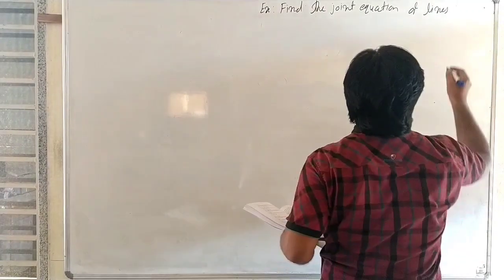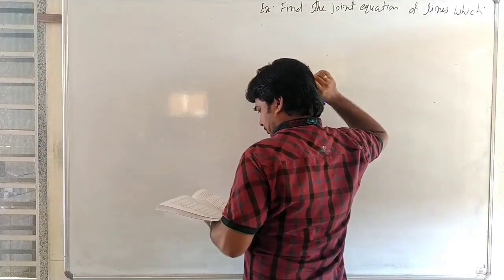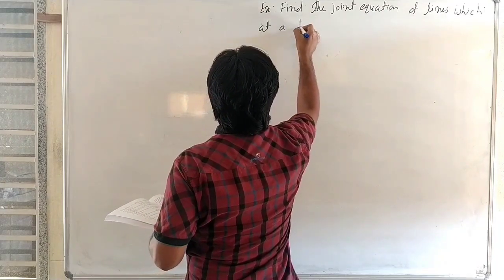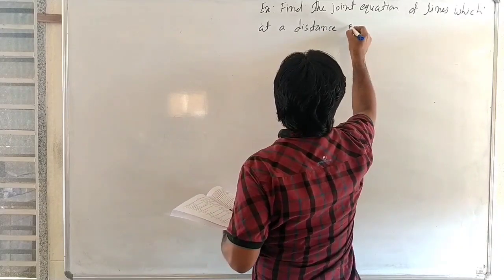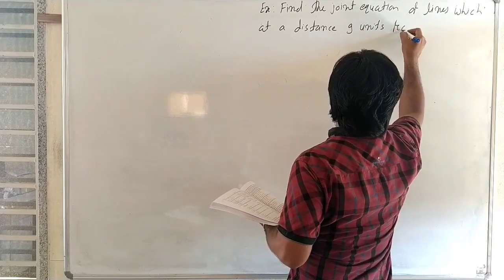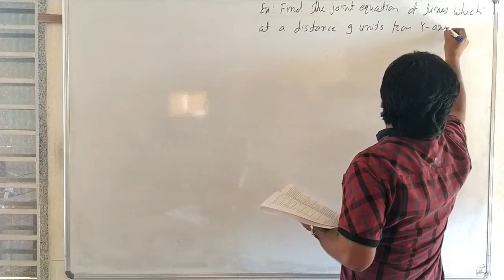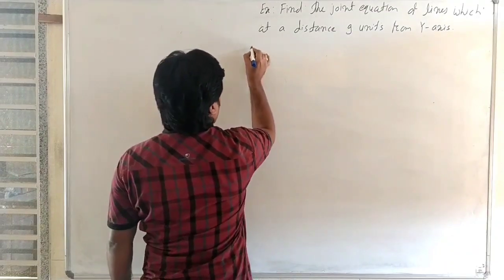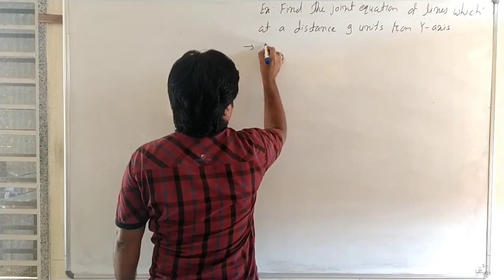Find the joint equation of lines which are at a distance nine units from the y-axis. Okay, here. First find the equation of lines.